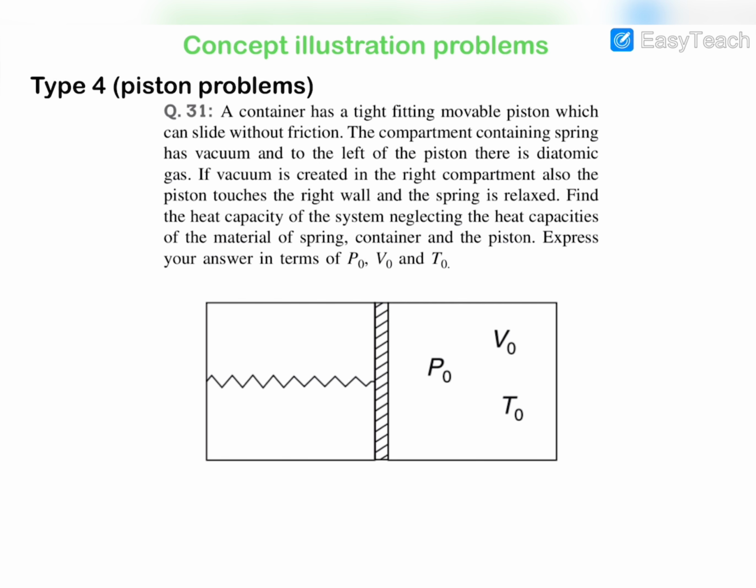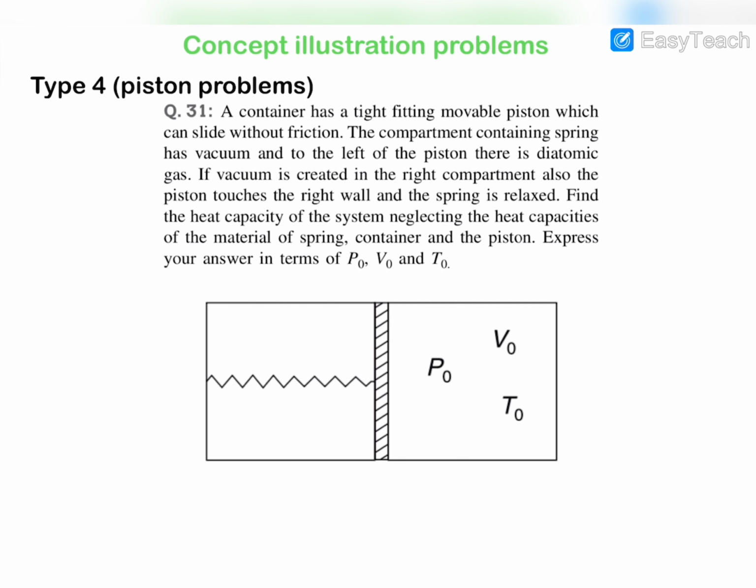Now it is given that if we evacuate this side of the container, if we release all the gas filled inside it, and if we create the vacuum, then this piston is found at this position. It strikes this wall, and the spring in that case would be relaxed. So we have to find out the heat capacity of the system, and we have to neglect the heat capacity of the container, piston and the material of spring.